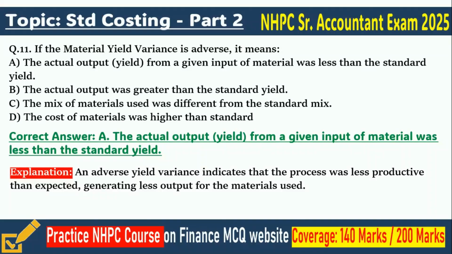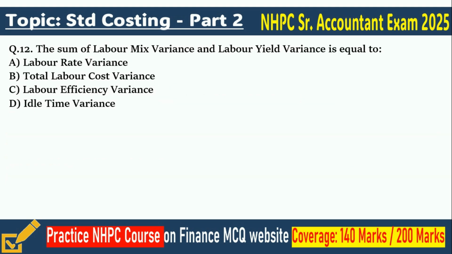The actual output yield for a given input of material was less than the standard yield. So, friends, an adverse yield variance indicates that the process was less productive than expected, generating less output for the material used. Moving on, friends, next question.